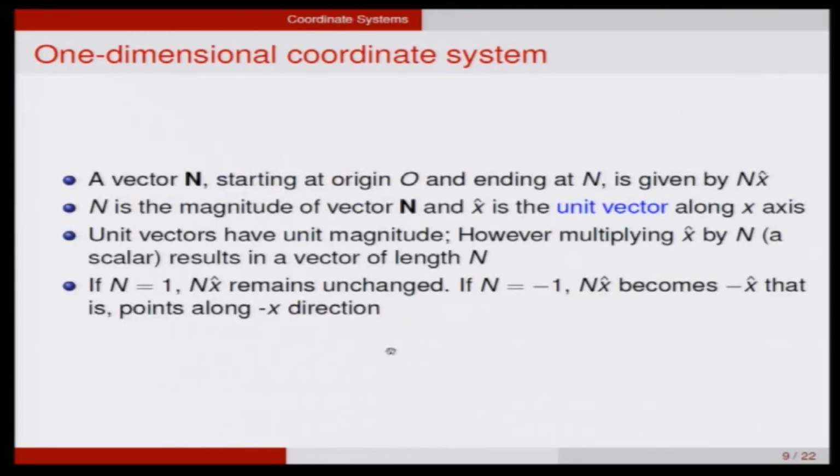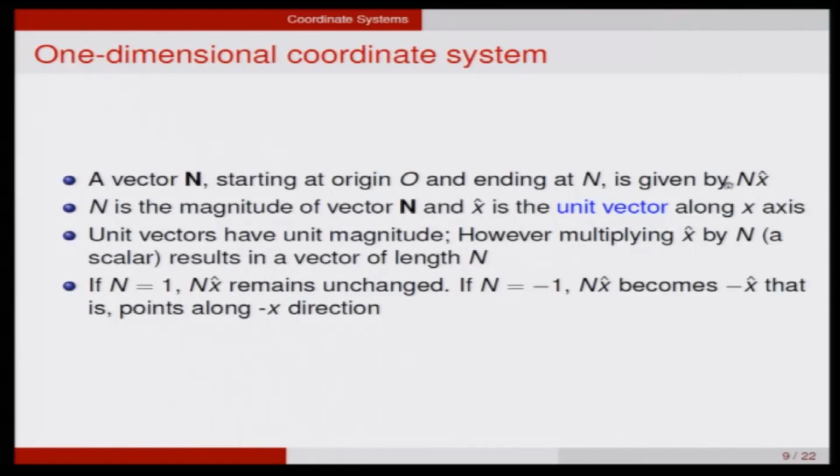Okay. So, this was the one dimensional coordinate system, a vector n. So, let me recap this. A vector n which is starting at origin O and ending at a point n is given by n x hat. Please note the notation that we are going to use. This will be the notation that we will be using throughout our study. Okay. Here the number n, which can be positive or negative, if we associate a sign along with it. If I do not have a sign, then n is a positive number. So, n is the magnitude of the vector n and x hat is the unit vector along x axis.